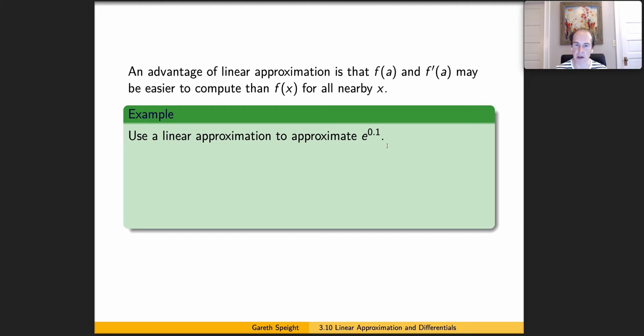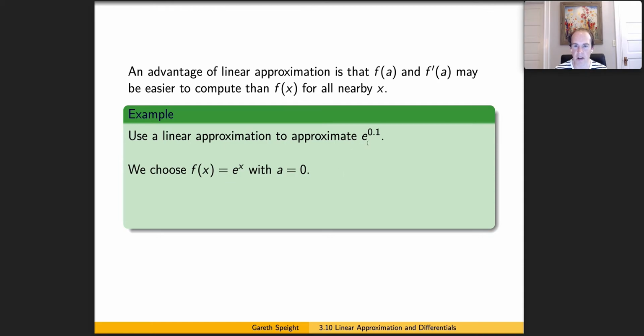Okay, so we want to pick a function f. Well, let's choose e to the x. Seems like a pretty close function to e to the 0.1. And then we have to choose a. And remember that we have to be able to compute f of a and f prime of a. So choosing a equals 0.1 would not help us because then in order to compute the approximation, we would have to compute f of a, which would be e to the 0.1, and that's our entire problem.